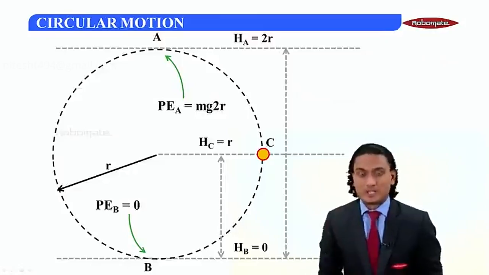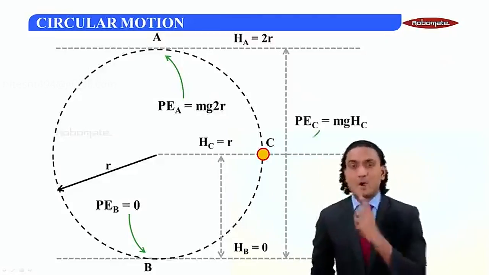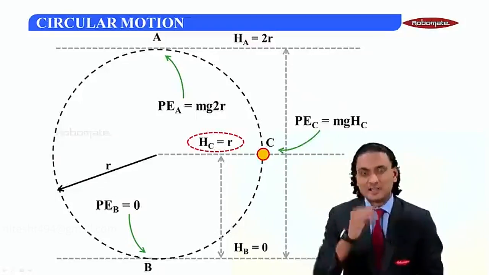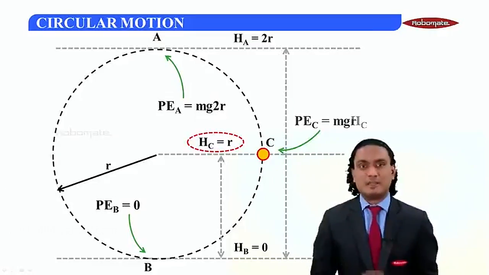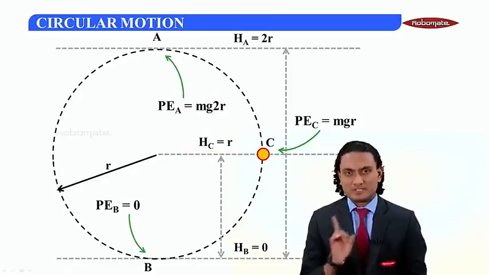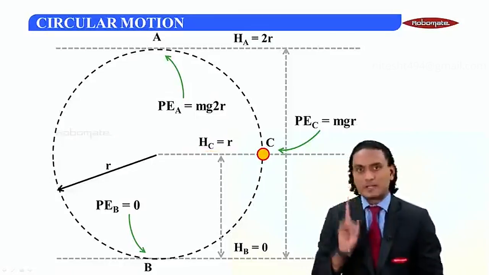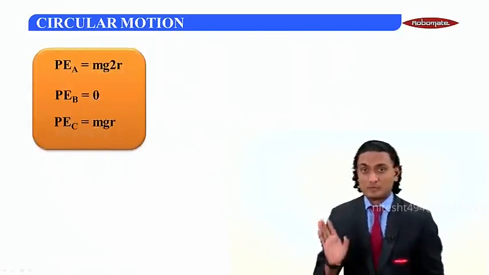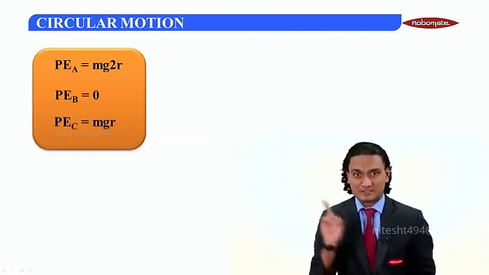Now what will be the potential energy? Potential energy of the object at point C will be mg into hC. And what is hC? Yes, hC is r. So the potential energy of the object at point C will be mg into r. So these are the potential energies of the object at point A, point B and point C. Alright, so we need to remember this. Now we'll be using this in the velocity derivation. Is that clear to you?